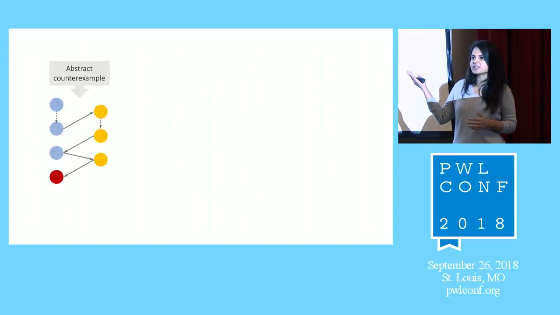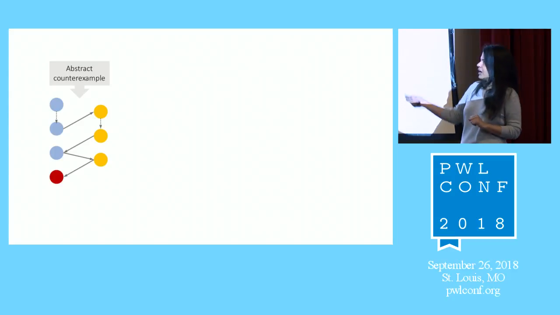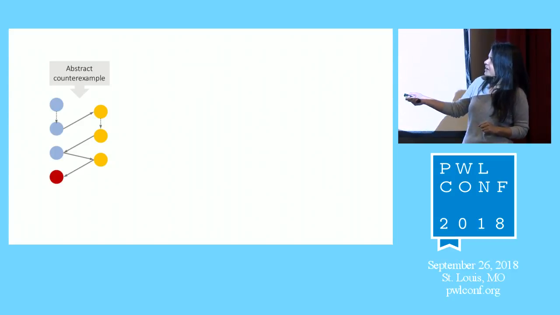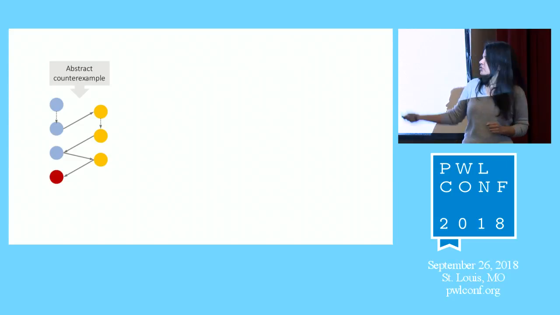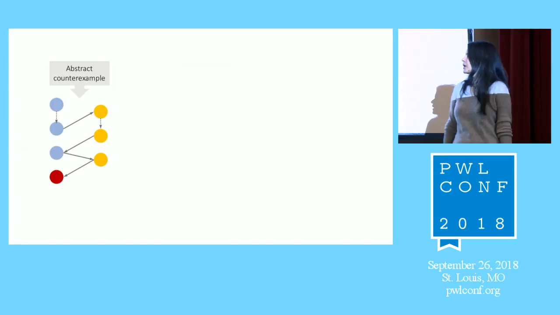Here is a visualization of an abstract counterexample, hopefully this is not too abstract. Here are two threads, and these are the events in the first thread. These are the events in the second thread. Here is the interleaving between the events of the different threads. So there are three context switches here, and this is an error state. So this is an abstract counterexample.